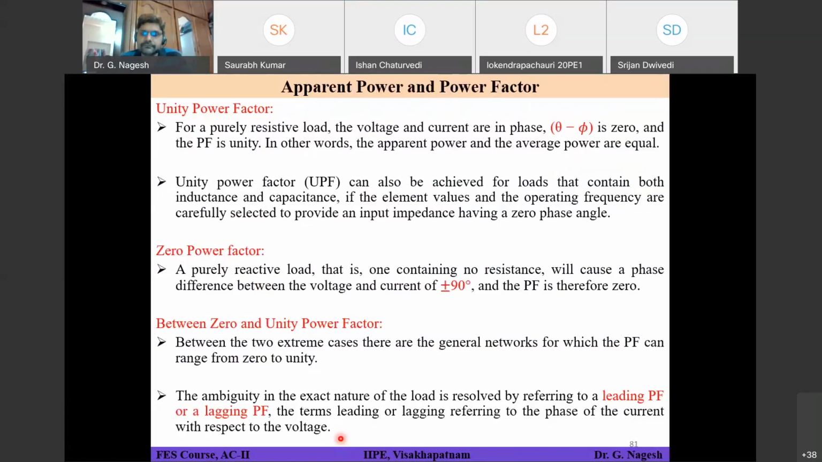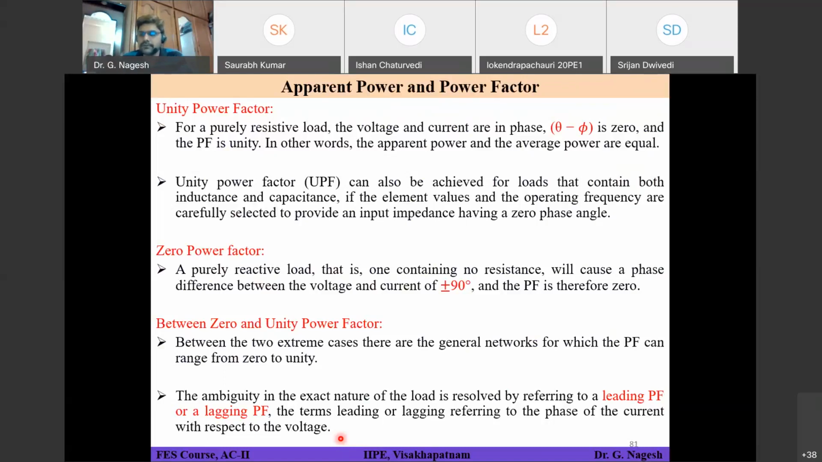Sir, in the last slide, can't we say leading or lagging with reference to voltage with respect to current? No. You have two terms. Power factor is zero, or whatever it may be, I have to say what the nature of the load is. When you get a power factor of, let's say, 0.6, can you call it a pure resistive load or not?